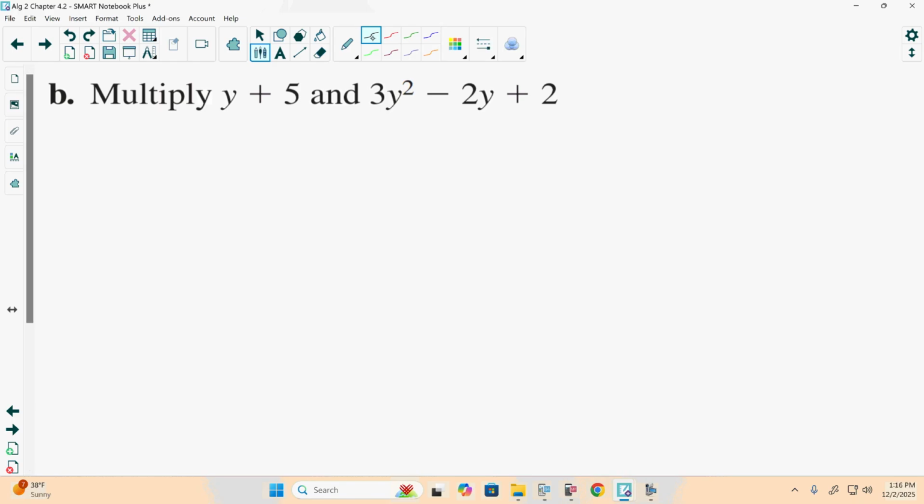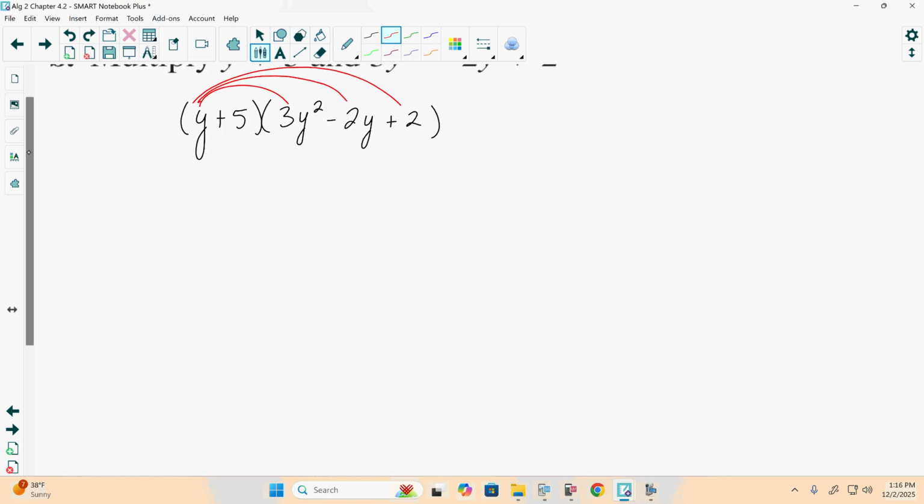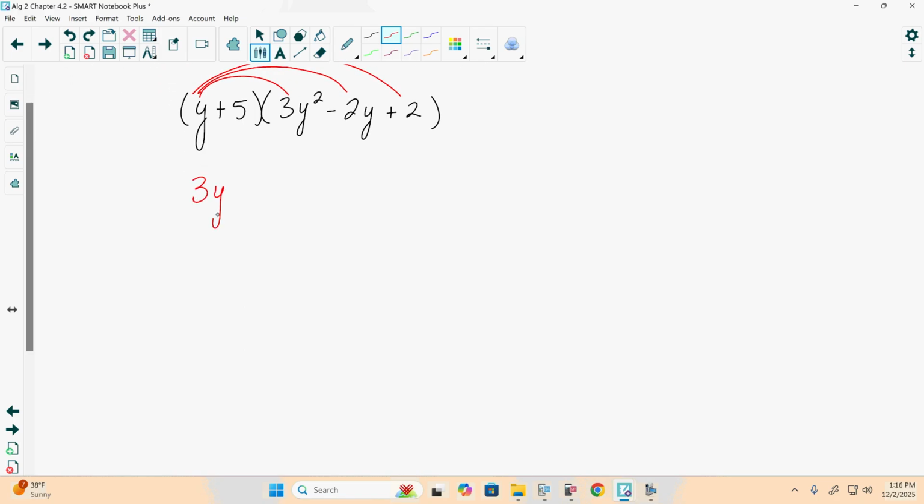We can multiply the other direction. And again, we're doing the same thing. All we've got to do is multiply through. So we're going to multiply through by y first. So y times 3y squared would be 3y cubed. Y times negative 2y is going to be negative 2y squared. And then y times 2 is going to be plus 2y.